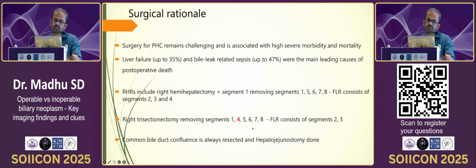In this they are going to remove the right lobe, segment 1. Also they are going to take out segment 4. In this way they are going to achieve R0, but FLR will be small in this kind of cases.